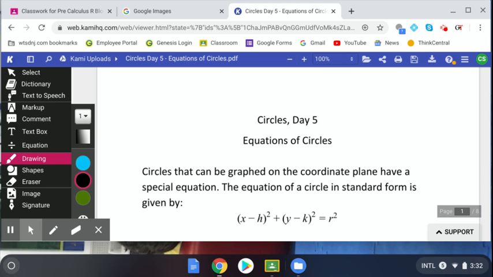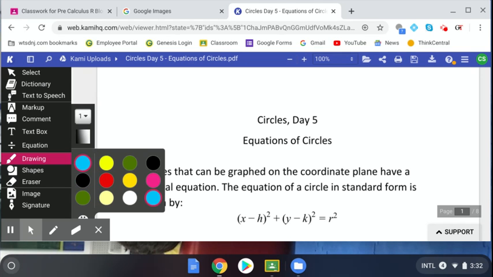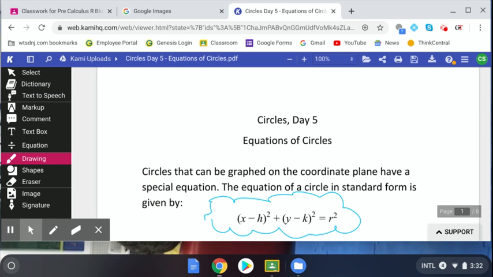Okay, so this is going to be the last section we're going to cover on circles, which is called equations of circles. And there is a very special equation that you're going to use if you want to graph a circle. This is the equation of a circle in standard form, which is the one we're going to use.